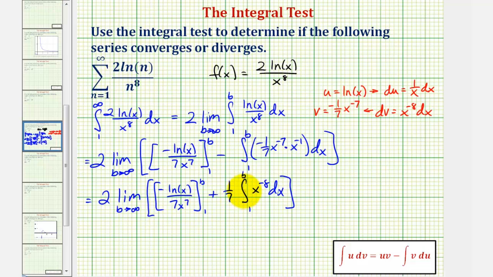And now we'll find the antiderivative of x to the power of negative 8, which we actually already did when we were setting up our notes for integration by parts. Notice here, the antiderivative of x to the power of negative 8 is negative 1/7 x to the negative 7th. So we have 2 times the limit as b approaches infinity of, again, negative natural log x divided by 7x to the 7th. And then here we have plus 1/7 times the antiderivative, which is negative 1/7 x to the negative 7. So we'd have minus 1 over 49 x to the 7th.